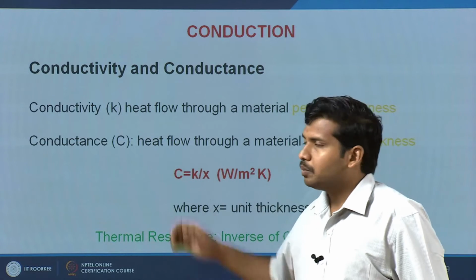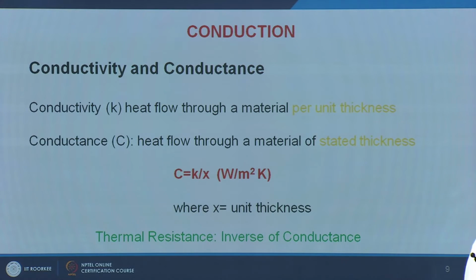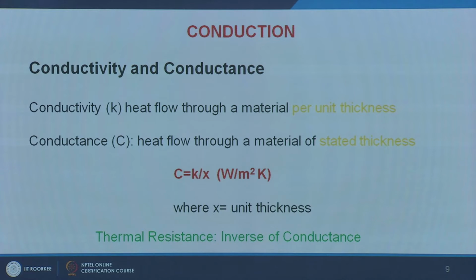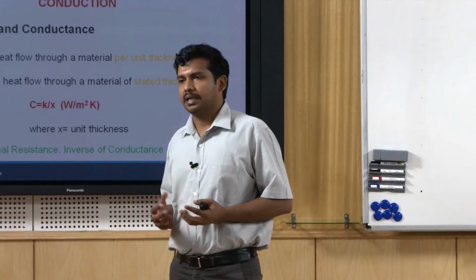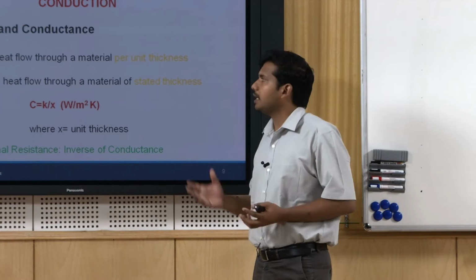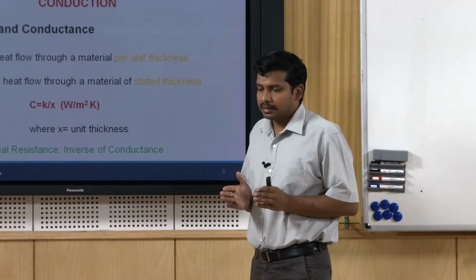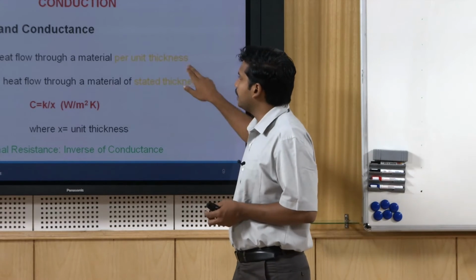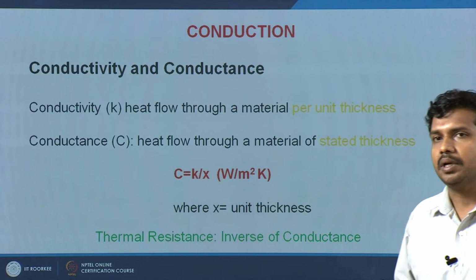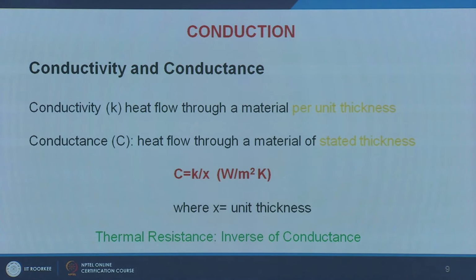First let us take a look at what conductivity means. It is commonly expressed as K, but the denotation can be anything. It is the heat flow through a material per unit thickness. The first thing we have to understand is that conductivity is a material's property. It is an inherent thermal property of the material. It is not dependent on thickness, because the thickness factor is negated here, it is per unit thickness whatever it is. So conductivity of a material is expressed in watt per meter Kelvin.